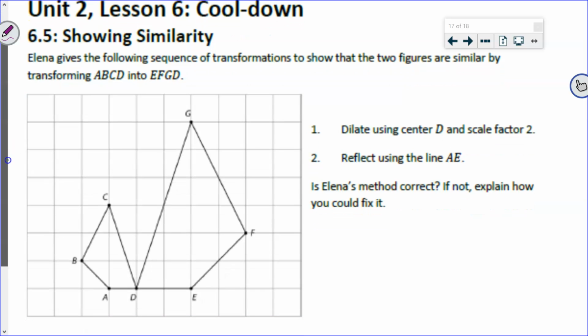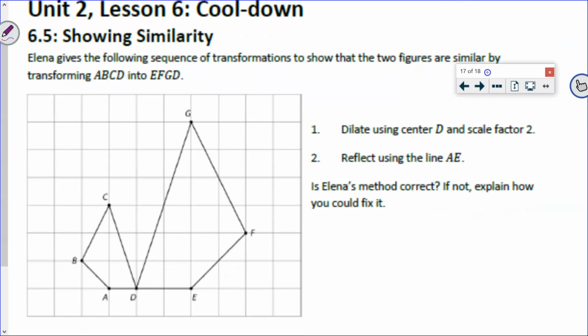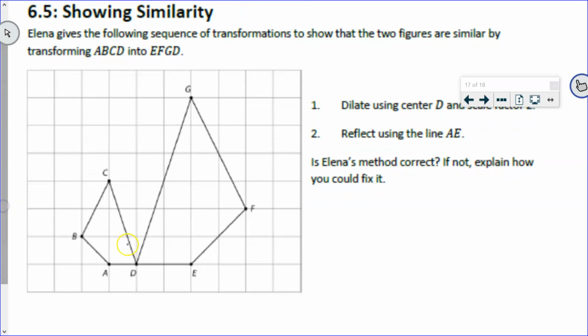Elena gives the following sequence of transformations to show that these figures are similar. She's trying to transform ABCD into EFG, and she says, dilate using center D and scale factor 2. Then reflect using line AE. Work with your groups to identify, is Elena's method correct? If not, explain how you could fix it. Work with your groups. You have about 30 to 60 seconds now. Ready, set, go.